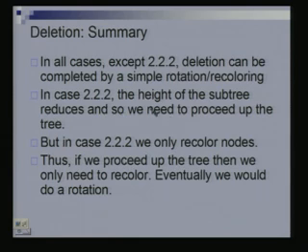In this particular case, the height of the subtree reduces and so we need to proceed up the tree. But in this case, we are only recoloring the nodes.